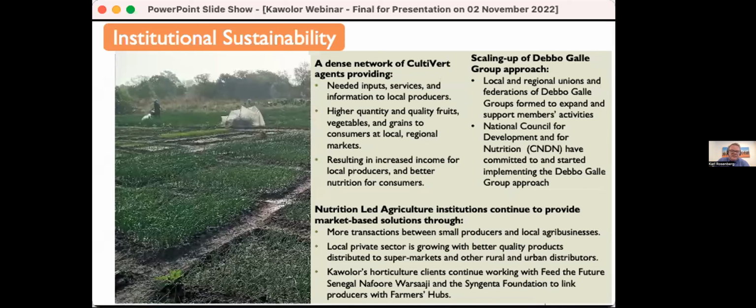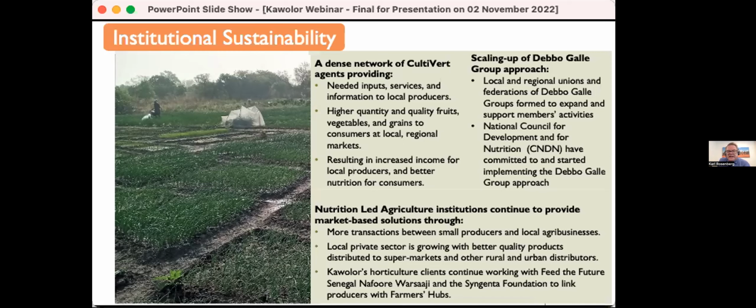And then in terms of institutional stability, we're leaving behind a dense network of these cultivar agents that were mentioned. They will continue to provide, I saw a question about whether cultivar is a nonprofit. It's not a nonprofit. All the cultivar members are agents. They're selling these inputs to individuals that otherwise couldn't access them, sometimes at the village level. And so these needed input services and information go to local producers, with higher quantity and quality of fruits, vegetables, grains, and tubers available to consumers on local regional markets. And this all results in an increase in income for producers and better nutrition for consumers.